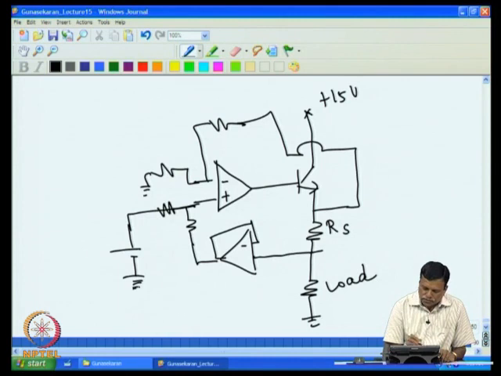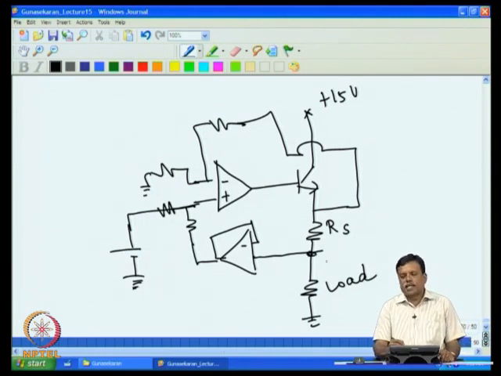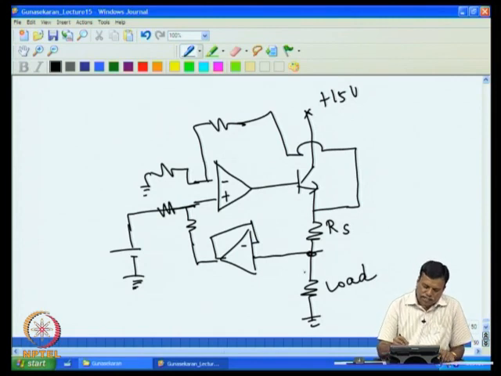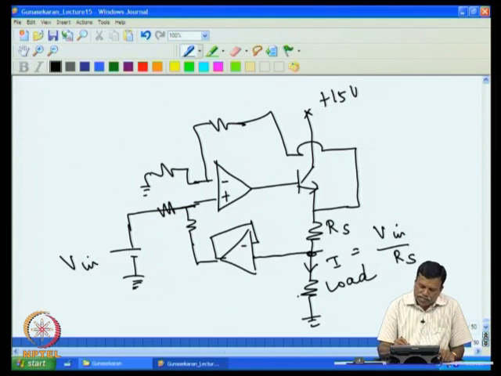This I connect to ground. Now this has become a constant current source. Now the current that is flowing through this, I, is actually, if this is Vin, Vin divided by Rs. That is, if I change the load resistance, the current through this will not change, that will remain constant. That is given by this.